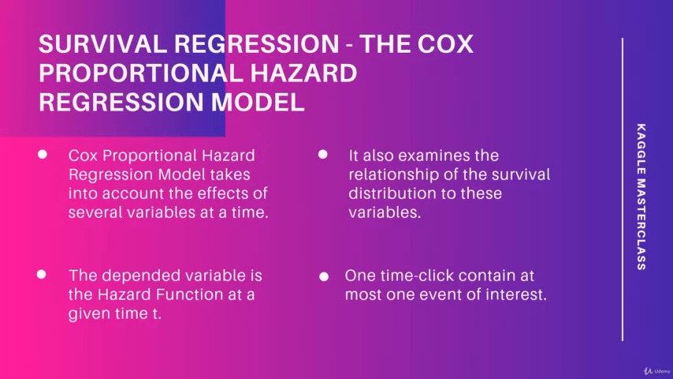The algorithm that we will focus on is the Cox proportional hazard regression model. This model takes into account the effects of several variables at a time. It also examines the relationship of the survival distribution to these variables. It is similar to multiple regression analysis, but the difference is that the dependent variable is the hazard function at a given time t. It is based on very small intervals of time called time clicks, which contain at most one event of interest.